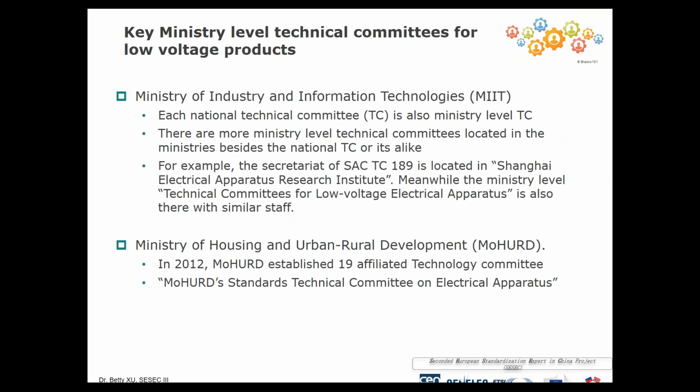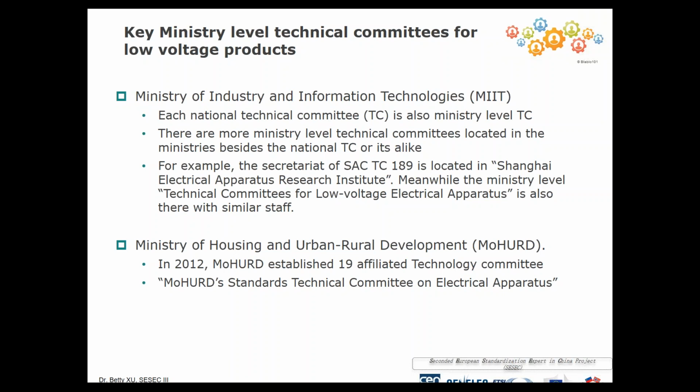Besides the first layer National Technical Committees, we also have the ministry level technical committees for low voltage products. So first is the technical committees in the Ministry of Industry and Information Technology. You will see that basically each national technical committee is also a ministry level technical committee.